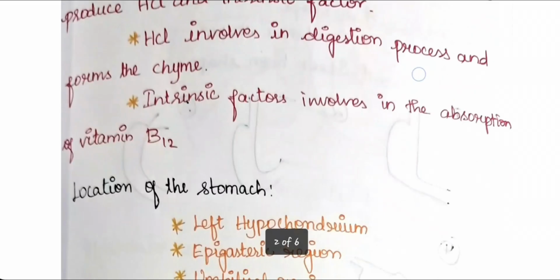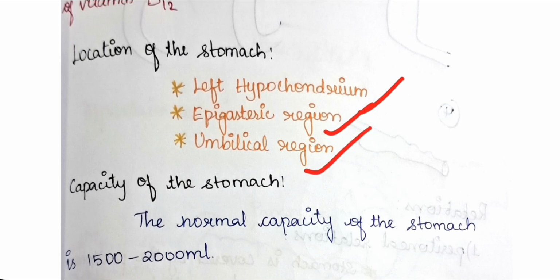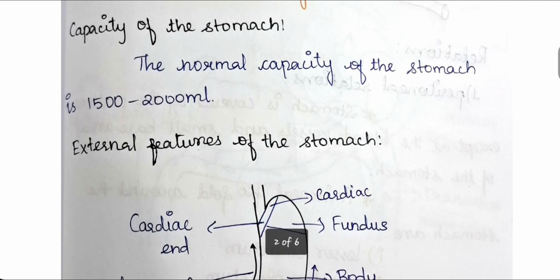Coming to the location of the stomach, normally it is a left side organ in the abdomen. It is present in the left hypochondrium, epigastric region and umbilical region. So the stomach covers all these regions in the abdomen. Coming to the capacity of the stomach, the normal capacity is 1500 to 2000 ml in an adult.